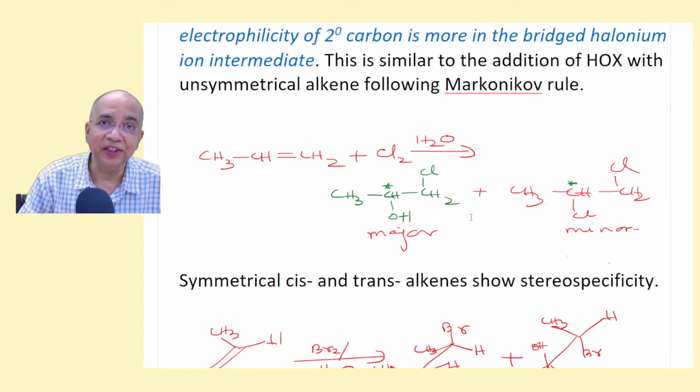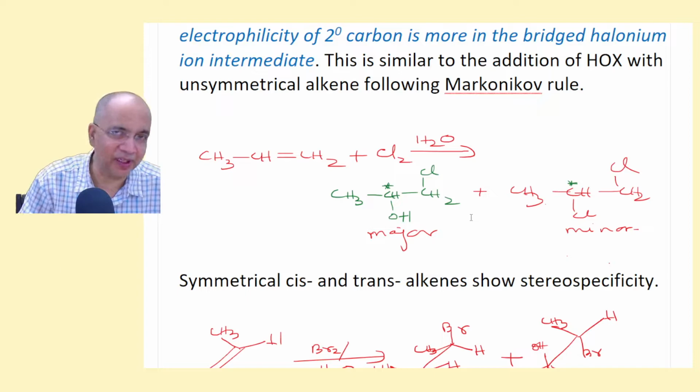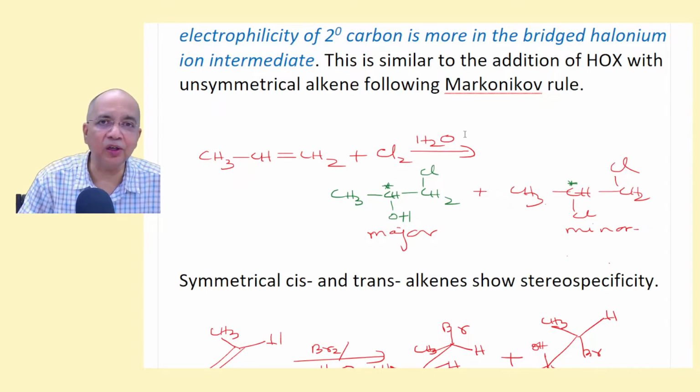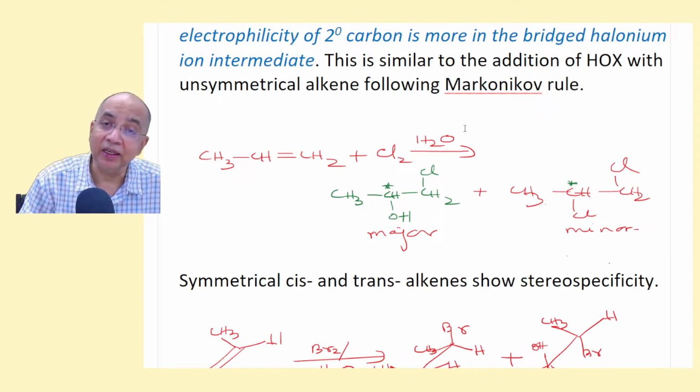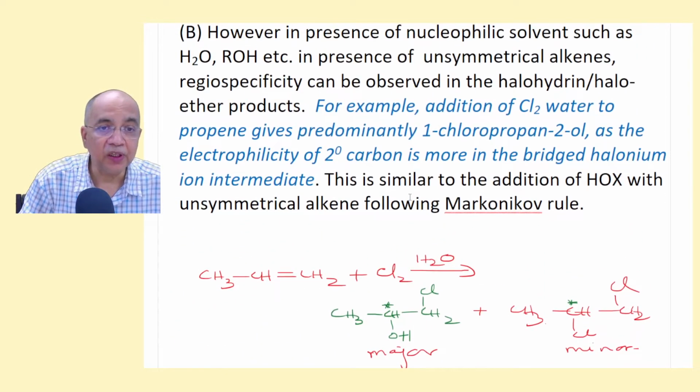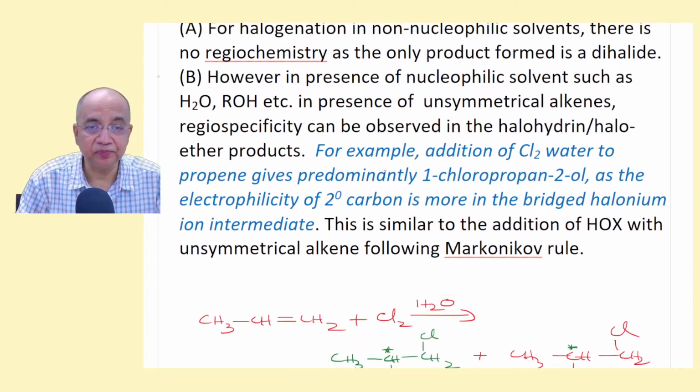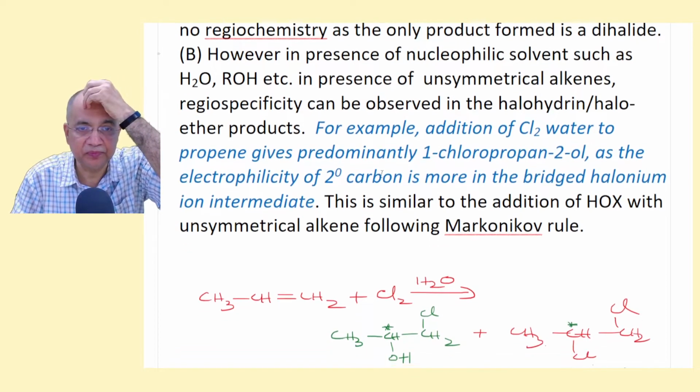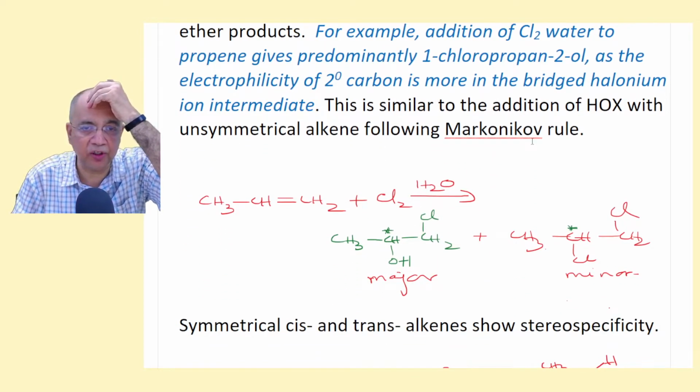So if in your examination you are given chlorine water, you just think that it is HOCl and apply Markovnikov's rule to put OH on the more substituted carbon or more hindered carbon. That means the carbon bearing less number of hydrogen atoms, right? That's what I have written here. This is similar to Markovnikov's rule.